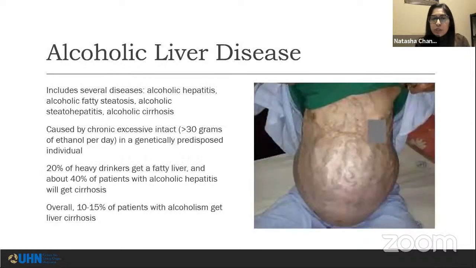The diagram on your right shows an abdomen of a patient with alcoholic cirrhosis, and you can see the tremendous amount of fluid this individual has. He also has dilated veins in his abdomen, and this is something that we call caput medusa. And caput medusa is an inability of the veins of the abdomen to drain because of high pressure within the abdomen due to cirrhosis. And that's from portal hypertension, which I'll touch on a little bit later on.